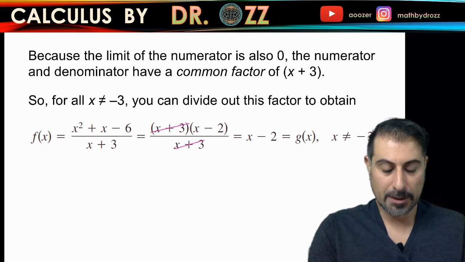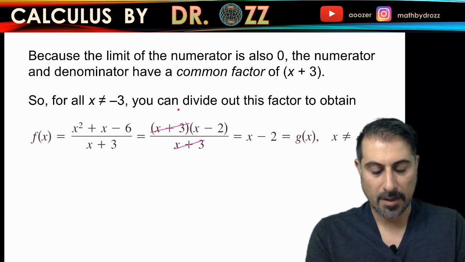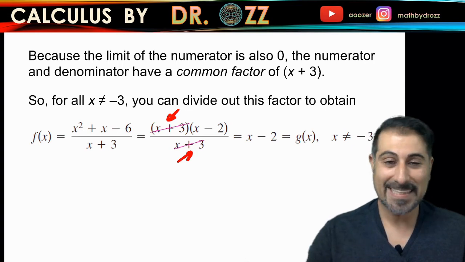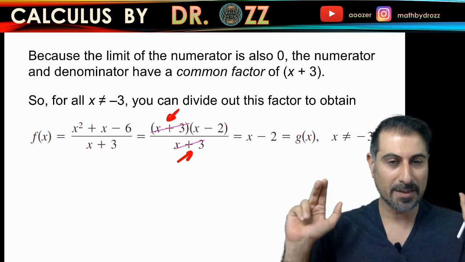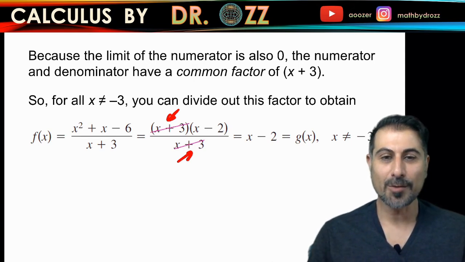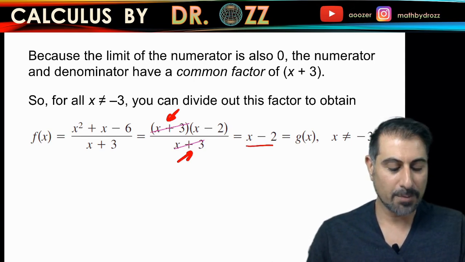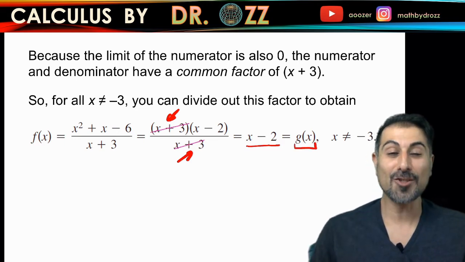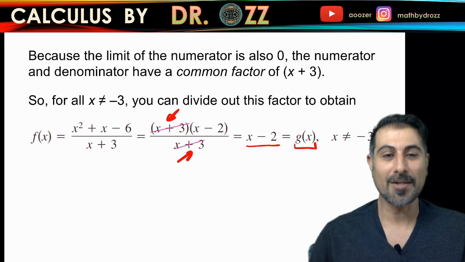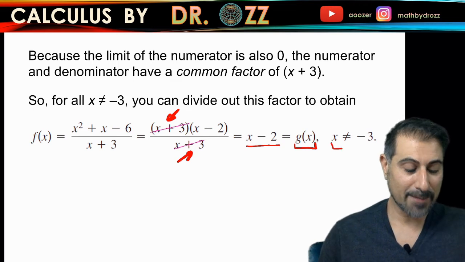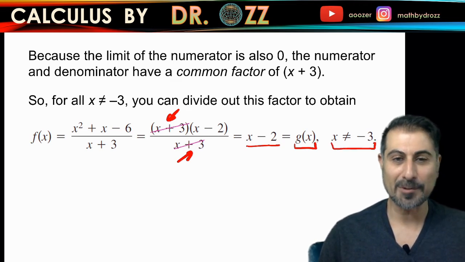Now luckily, you have x plus 3 at the top and x plus 3 in the bottom, so you can actually divide them out. Remember, the name of the technique is called the dividing out technique. So there you go. If you divide them out, you have a brand new function here, x minus 2, and that's exactly what g is in the theorem that we just mentioned. And f and g match everywhere except at -3, as you see.